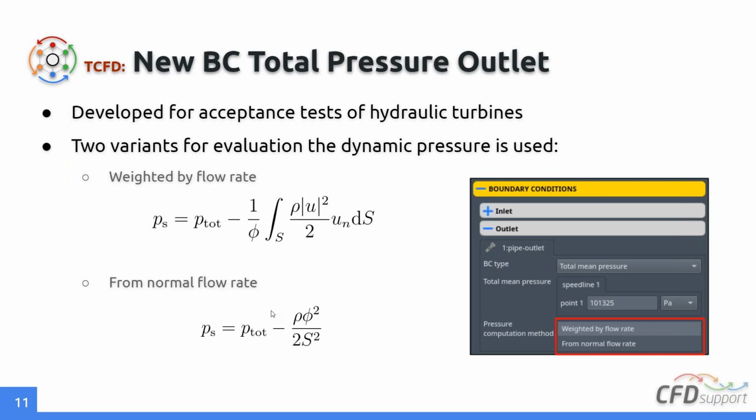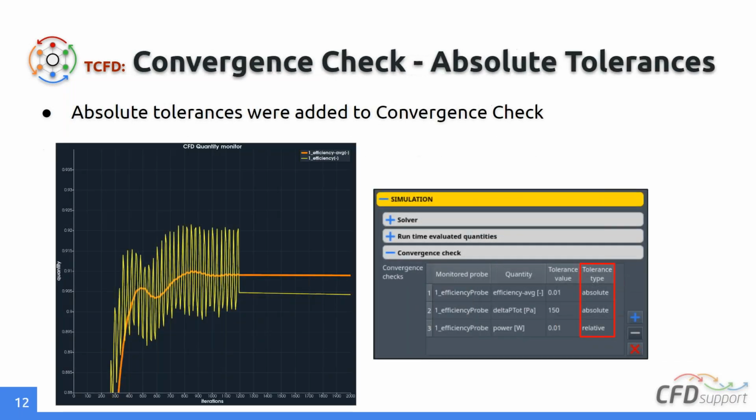The other option is that it is not flow-rate averaged or weighted, but directly computed from the normal component of the velocity vector. Basically, the flow rate is taken at the outlet and divided by the area of the outlet section to get this velocity squared value. So these two options can now be set for some specific applications at the outlet: total pressure at the outlet.